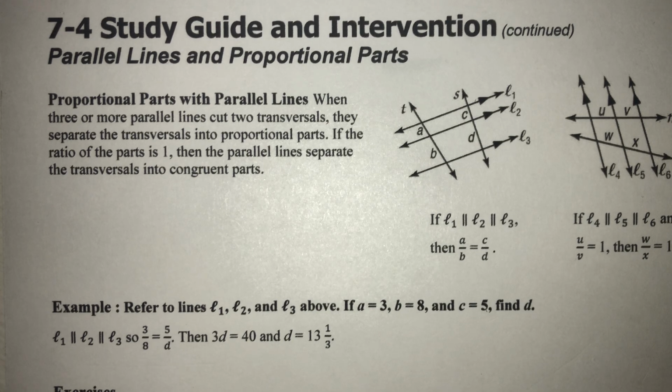This is part 2 of lesson 7-4, all on parallel lines and proportional parts. So in video 1, we just talked about triangles, and a triangle with a base and a line parallel to the base, and how those two parallel lines separate the legs into proportional parts. So we're basically doing the exact same thing, but we're not limiting ourselves to just triangles now, okay?